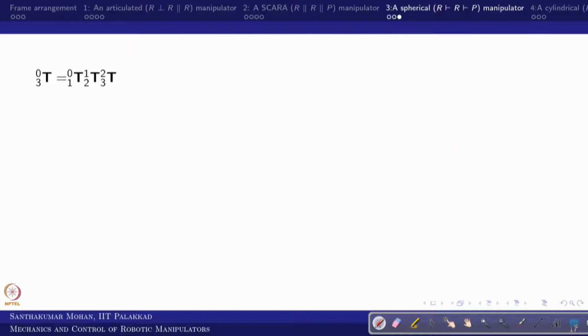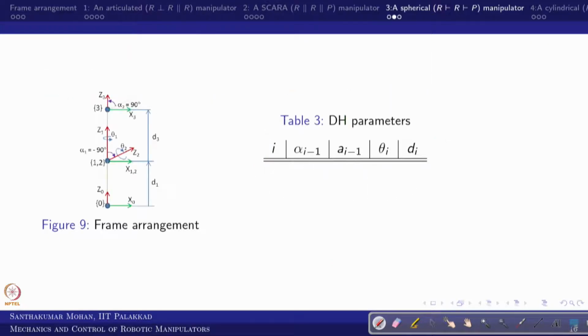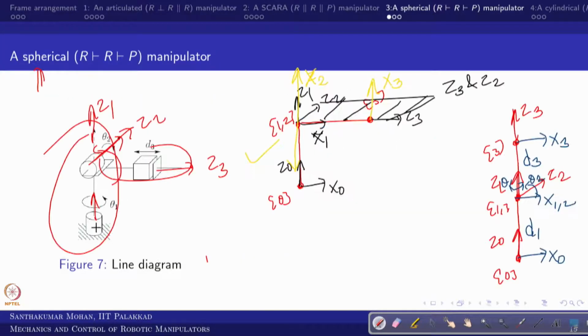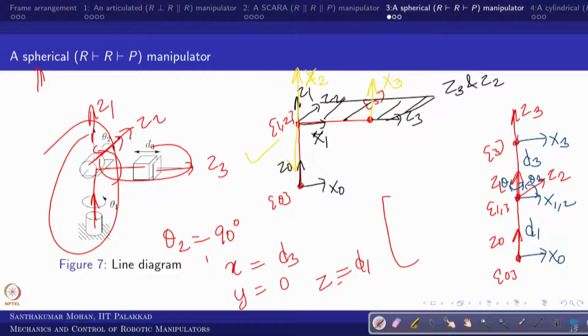However, if you want to cross check this other configuration, then what would theta 2 be? Theta 2 you have rotated, right? So theta 2 is supposed to be 90 degrees. Only then will you get the X displacement as D3. The Y displacement would be 0 and the Z displacement would be D1, and the rotation matrix, you can see what we fixed.